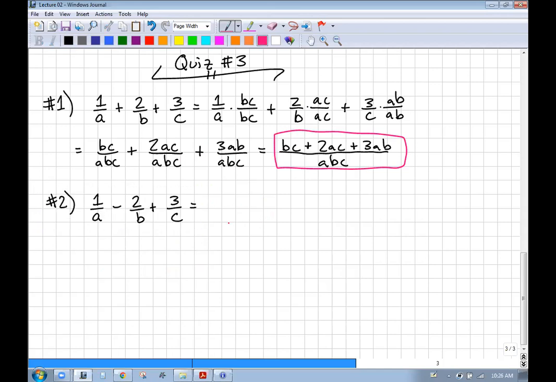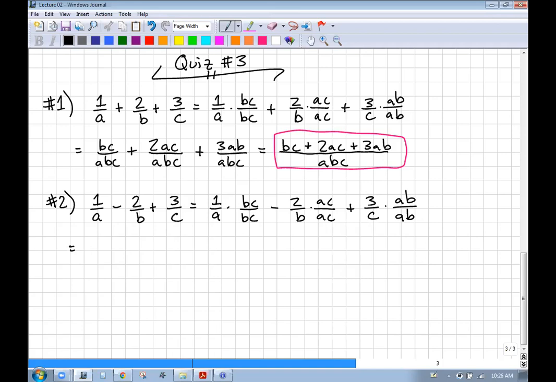So this guy, it's going to be exactly the same as this one up here, except there's going to be that minus sign. We'll go ahead and work through it. So the first one, it doesn't have a B or a C like this one does. So we're going to give it a B and a C. Now it has an A, B, C on the bottom. Our 2 over B here, we need an A and a C. So we get an A, B, C on the bottom. And our 3 over C, it doesn't have the A, B, so we need to give it an A and a B.